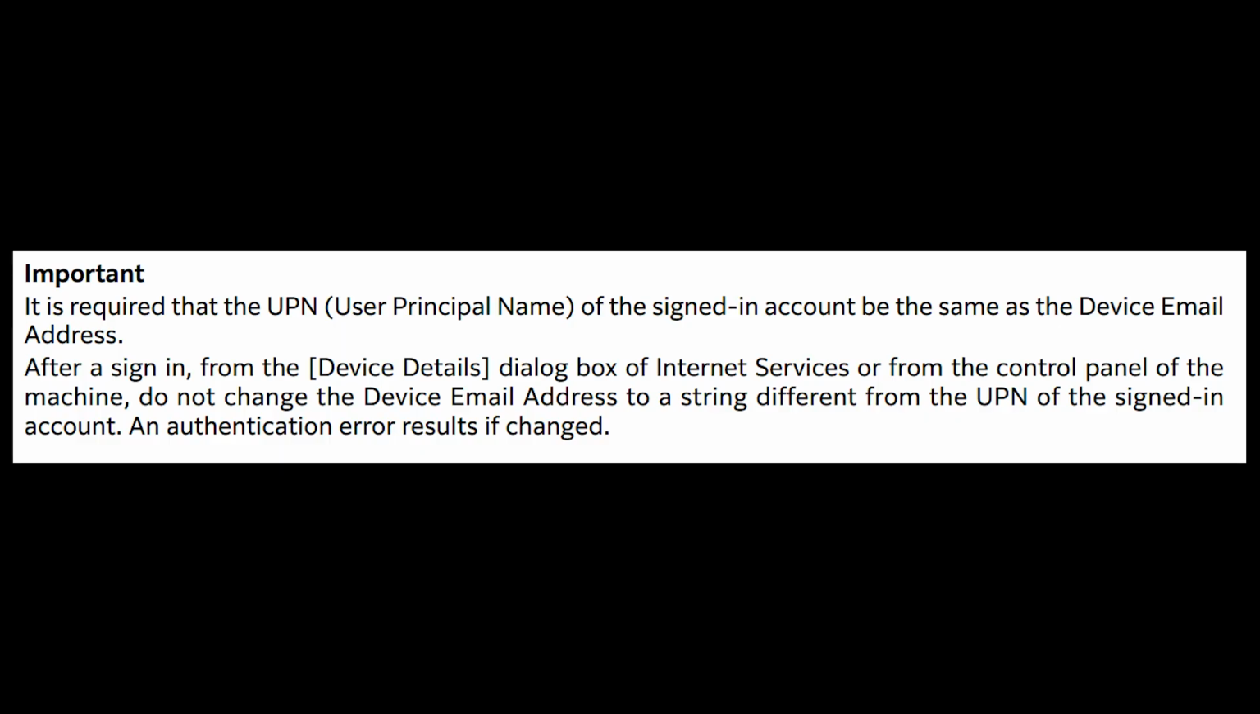Important note: it is required that the user principal name of the signed-in account be the same as the device email address. After a sign-in, from the Device Details dialog box of Internet Services or from the control panel of the machine, do not change the device email address to a string different from the UPN of the signed-in account. An authentication error results if changed.